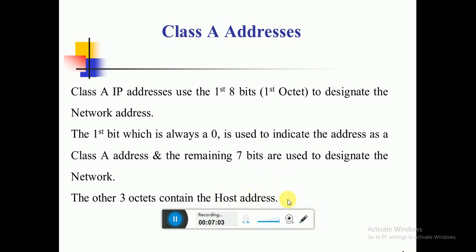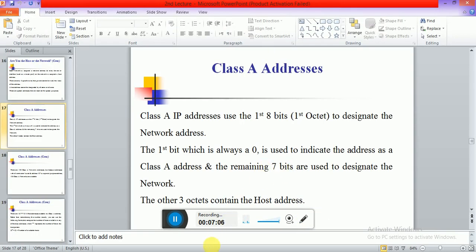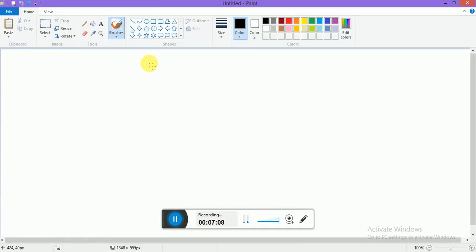So let me discuss class A address in detail here. First, as we said, there are 4 portions in each class of IP version 4. So first, second, third, and fourth, right? Each portion is separated by a dot. 8 bits is this one, 8 bits is this one, this portion is also 8 bits, and this portion is also 8 bits.